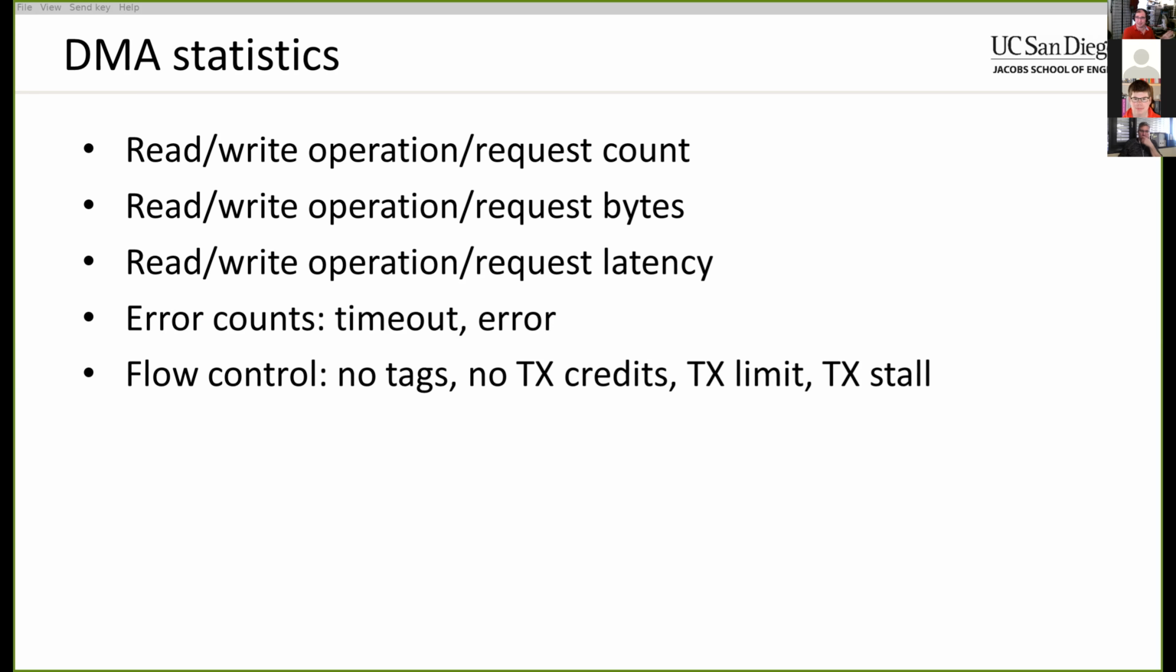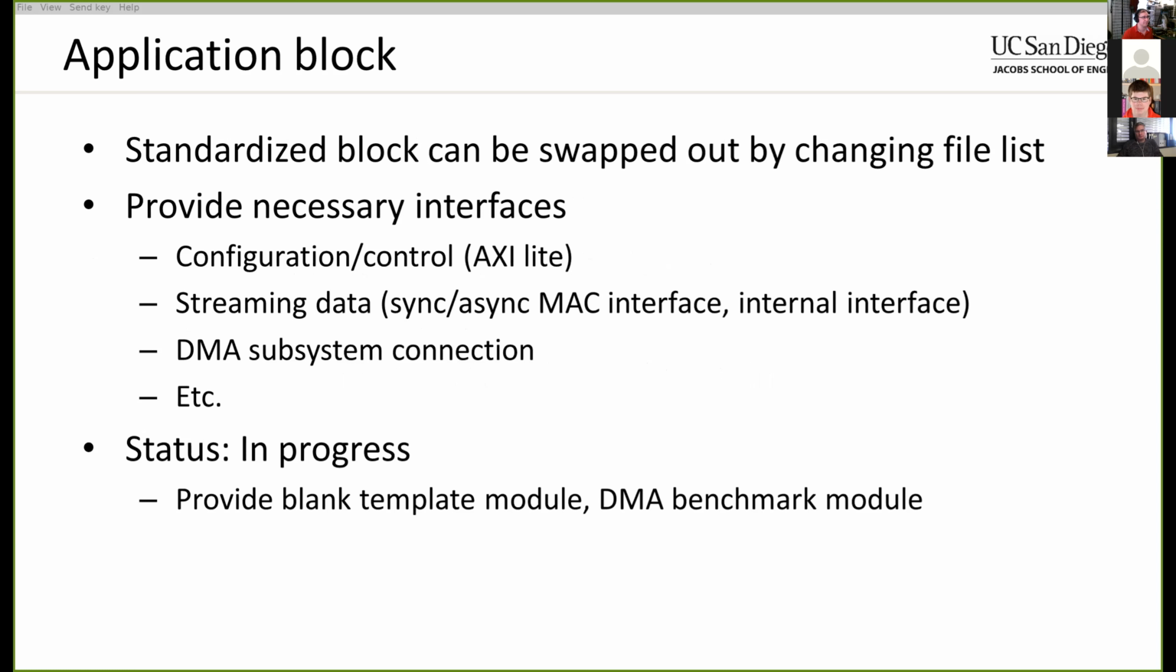So yeah, like I said, this has been implemented in the repository right now, and it's been integrated into the core logic. And that means the next step is to actually bring up the application block. The idea of the application block is that you can implement your own custom logic, and you can swap that in just by changing the file list. And this provides all the necessary interfaces to the core data path and logic.